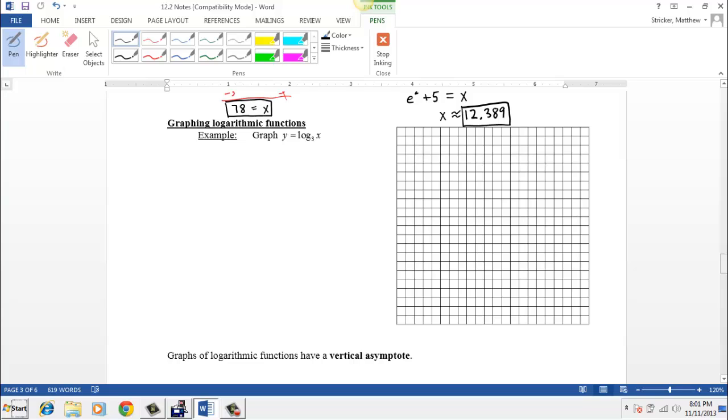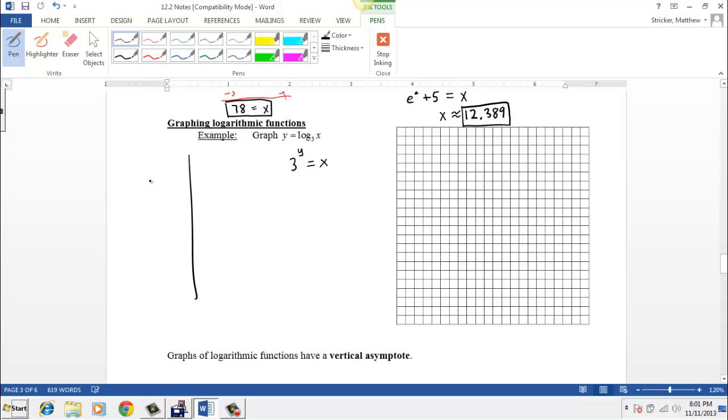So the last example here is to go ahead and graph a logarithmic function, and I would contend that it's easier to think about this in terms of its exponential form. Remember that this is in exponential form: the base is 3, raised to the power of y, has got to equal x.